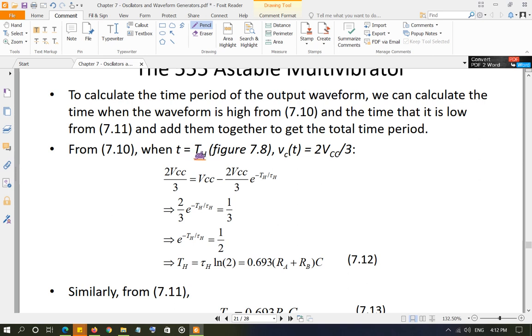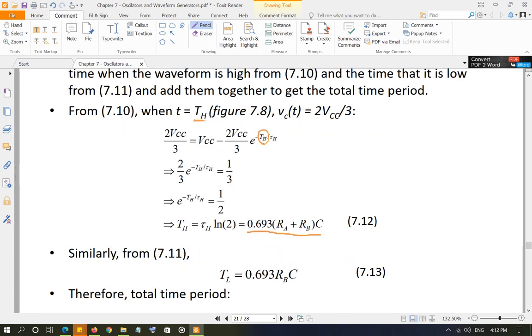when the capacitor goes to the time TH, which is the end of the high cycle, the voltage on the capacitor is 2 VCC by 3. So we're going to plug in that value of capacitor voltage and then plug in TH in terms of time and solve this equation. After simplification, we get that the high time is natural log of 2 times the high time constant, which is (RA plus RB) C, and natural log of 2 is about 0.693. So this is the high time.